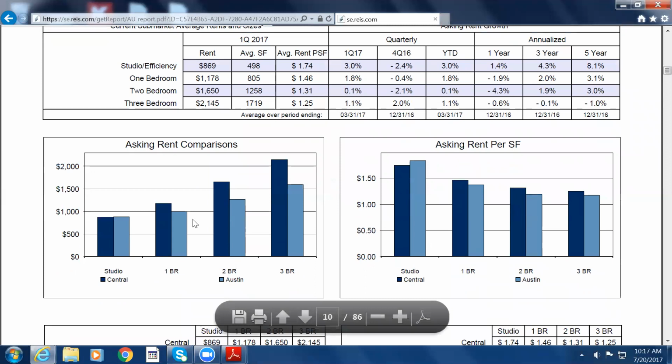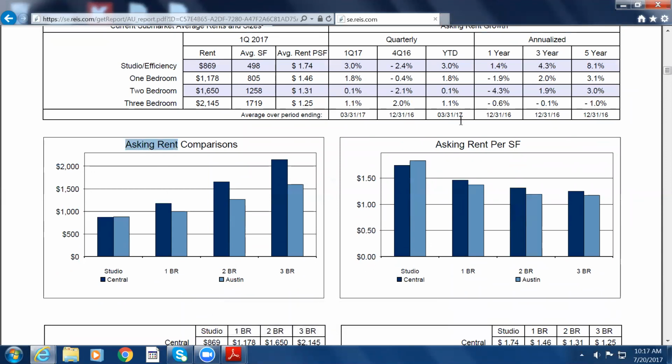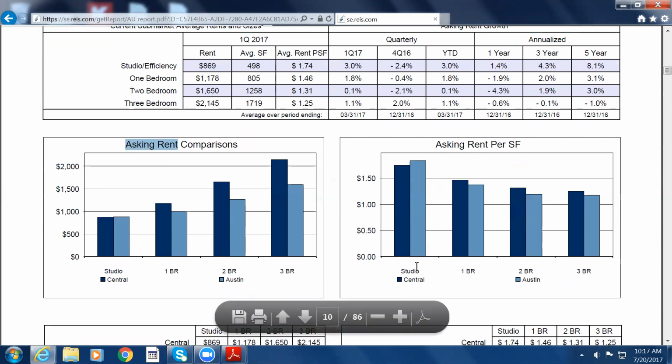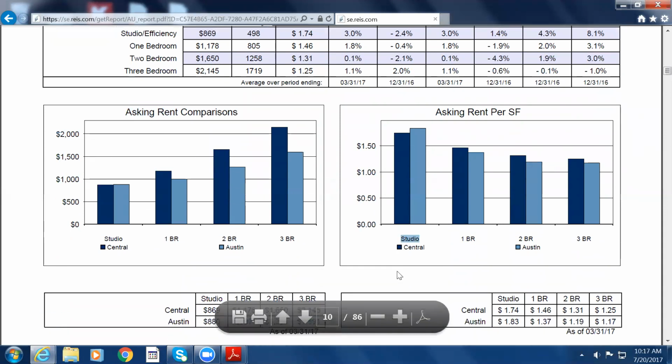The charts below will provide you with asking rent as an average for the month and then breaking it down by per square foot, not only in the submarket or metro, but specifically in that unit mix.